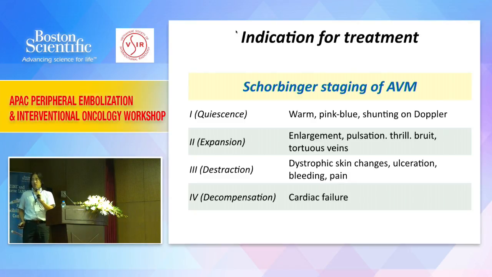And stage 3 is the destruction phase. You can see dystrophic skin changes, ulceration, and sometimes bleeding, and the patient feels pain. And stage 4 is the decompensation phase, where the patient presents with cardiac failure.